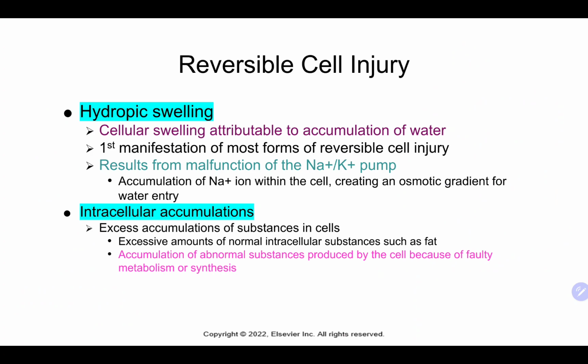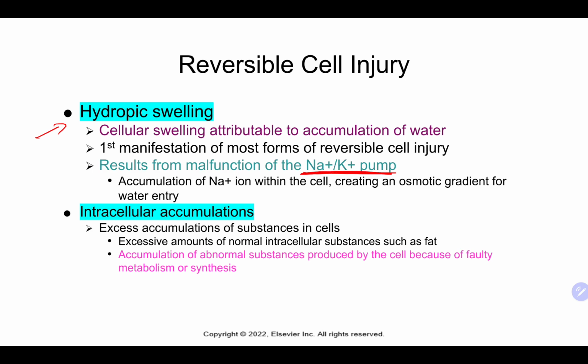Now, when we look at cell injury, let me talk about reversible cell injury first. When we look at reversible cell injury, remember these two different types. We have hydropic swelling. Hydropic swelling is the cellular swelling attributed to accumulation of water. So water is rushing into your cell. Why? It results from a malfunction of the sodium-potassium pump.